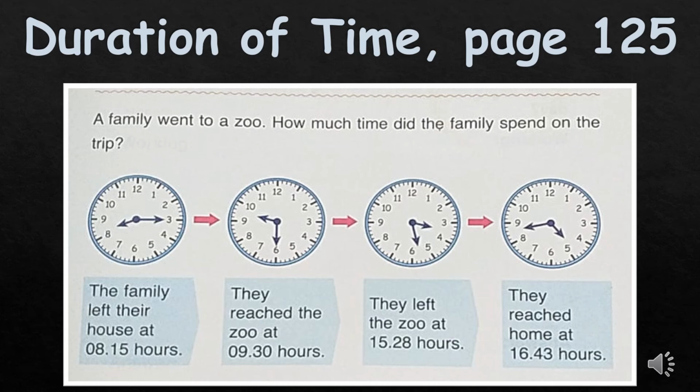15:28 or 28 minutes past 3, and they reached home at 16:43 hours. Now the question is, how much time did the family spend on the complete trip? So from 8:15 all the way to 16:43, so 43 minutes past 4. So let's see how long their trip was.